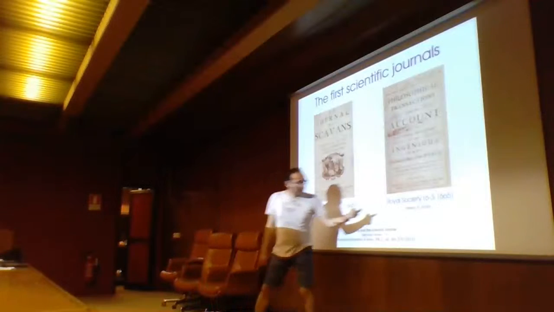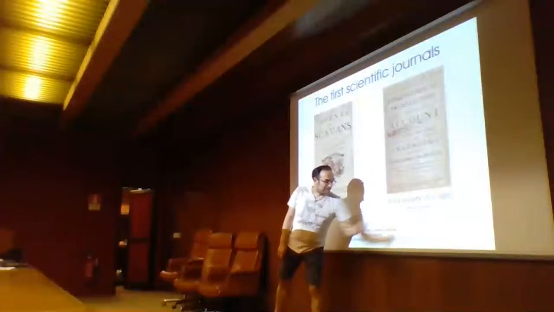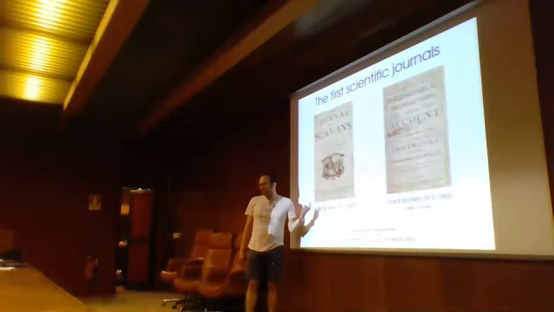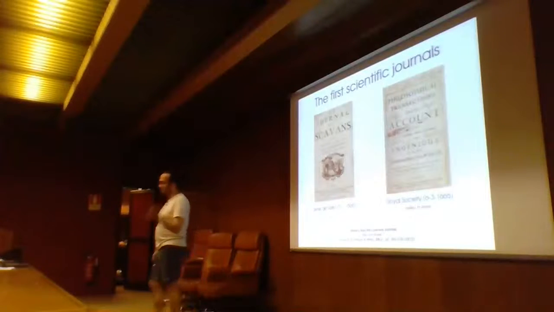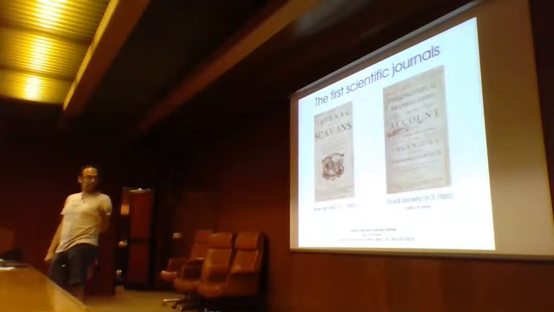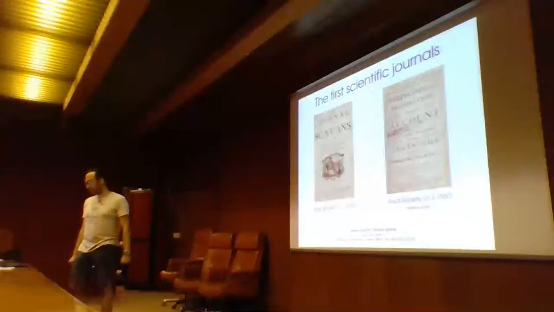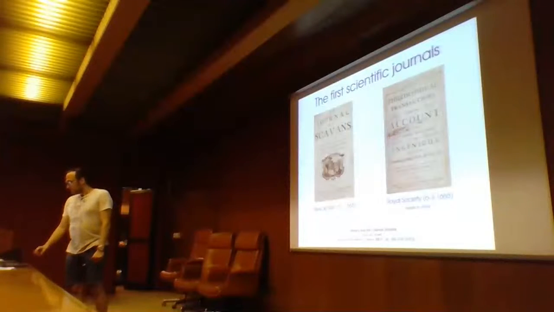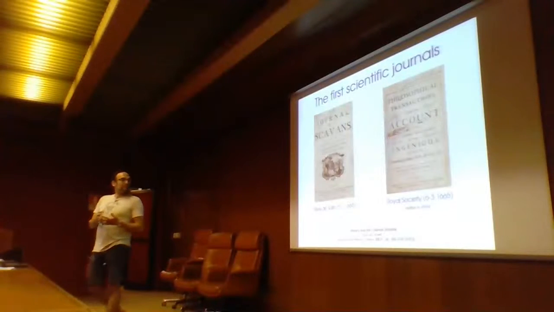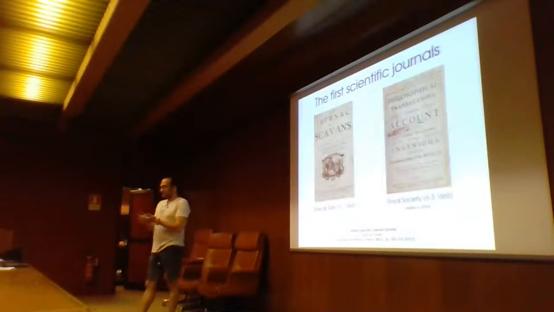And notice the motto of the Royal Society is Nullius in Verba. That is the same idea as De Sallo. So things have to be based on facts, not on words. So you need proofs to publish something in these journals. So why did journals become important for the scientific community?